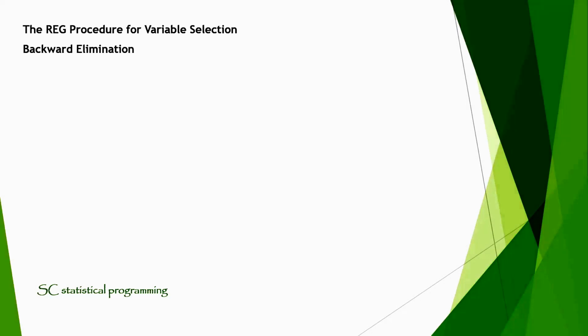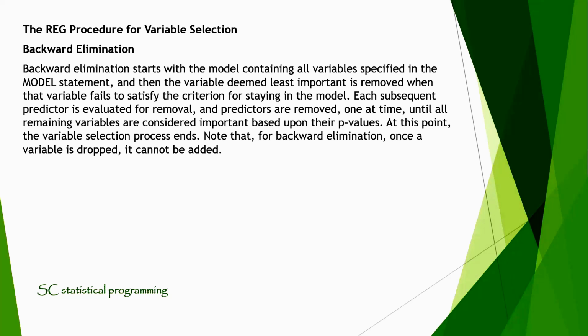In this tutorial, we're going to continue on the REG procedure for variable selection with the backward elimination approach. The backward elimination approach starts with the model containing all variables specified in the model statement. Then the variable deemed the least important is removed when that variable fails to satisfy the criterion for staying in the model. Each subsequent predictor is evaluated for removal, and predictors are removed one at a time until all remaining variables are considered important based upon their p-values. At this point, the variable selection process ends.